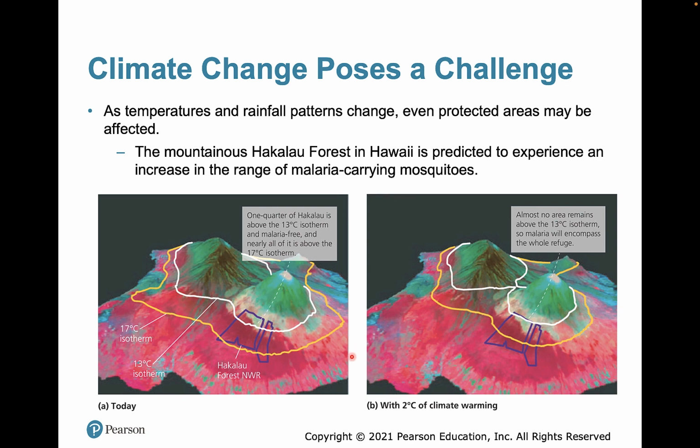Climate change also poses a challenge when it comes to biodiversity. When temperature and rainfall changes as it's happening, you wind up having some shifts in distribution of organisms too. So above 13 degrees Celsius, colder than 13 degrees Celsius, the mosquito that carries the malaria virus, protist, can't live, right? So currently, this is a forest in Hawaii. Currently, roughly a quarter of this protected area is malaria-free.